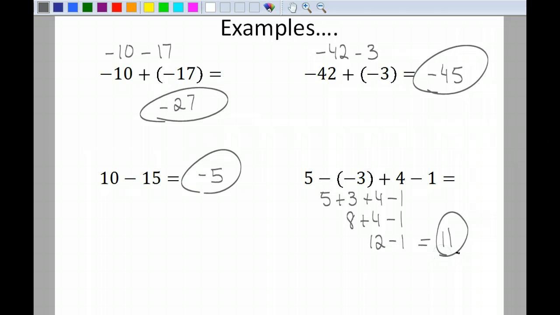So if any of these gave you some trouble, I want you to go back, start over, don't even look at your work, and try them again.